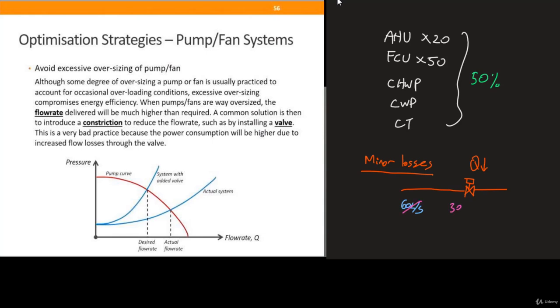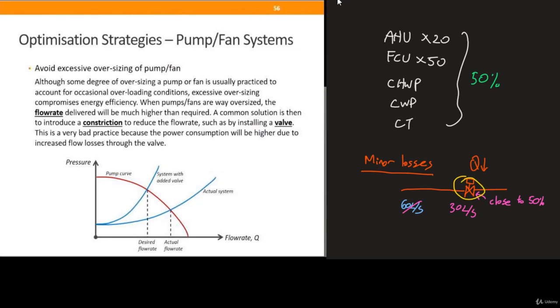So what you do is start to close the valve to maybe 50%, such that only half of the water will be able to flow through. If you do that, a lot of losses occur over here. A lot of pressure losses occur over here.